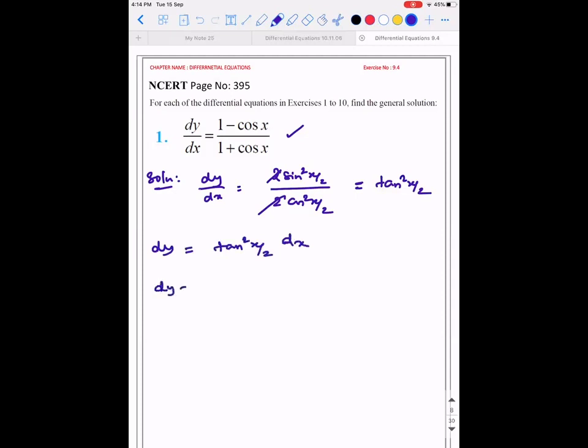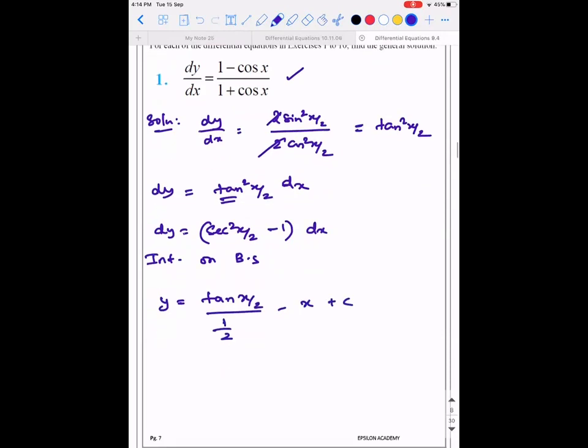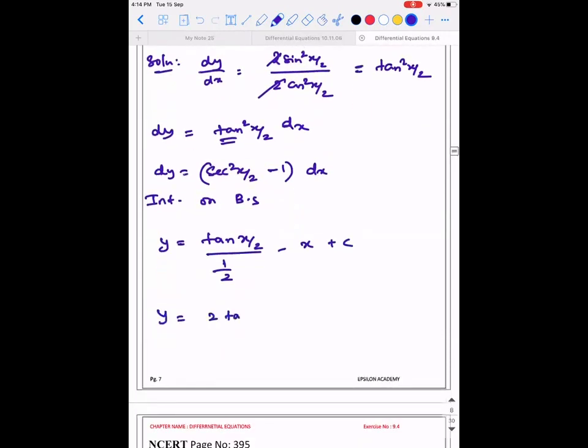We cannot integrate tan square x by 2 directly, so we write it as (secant square x by 2 minus 1) times dx. Integrate on both sides. Y will be equal to the integral of secant square x by 2, which is tan x by 2 divided by half, minus x, and you have a constant c. So y will be equal to 2 tan x by 2 minus x plus c.